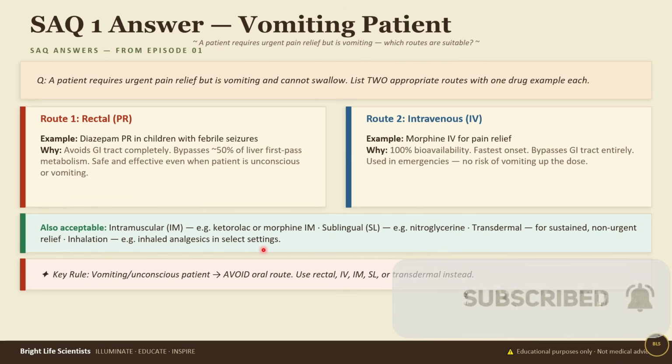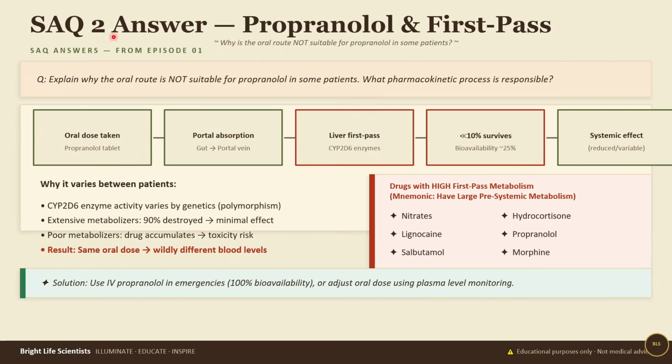The golden rule here: vomiting or unconscious patient, you have to avoid the oral route. Go for rectal, IV, sublingual, or transdermal. Our question 2 was: explain why the oral route is not suitable for propranolol in some patients. What pharmacokinetic process is responsible?